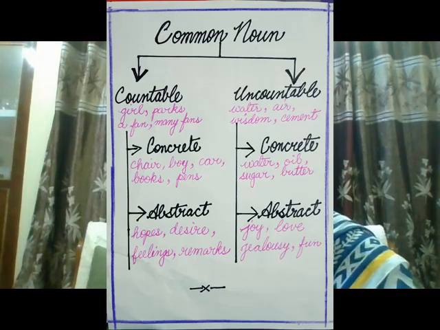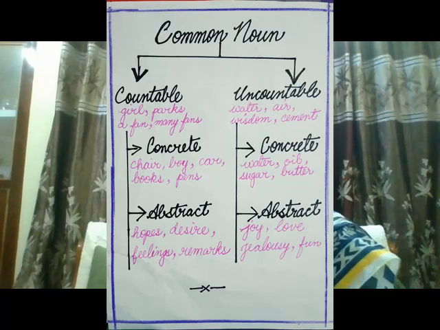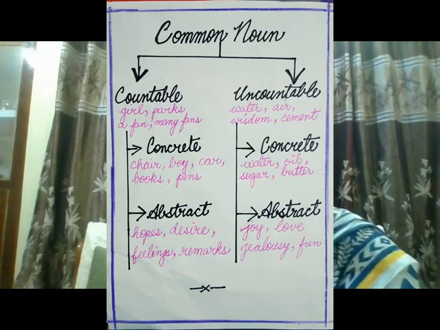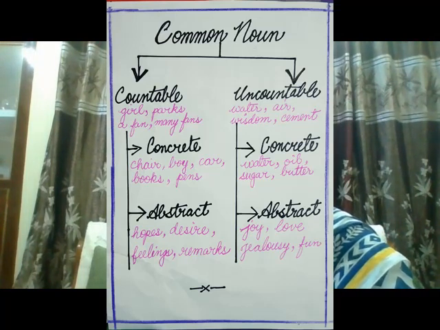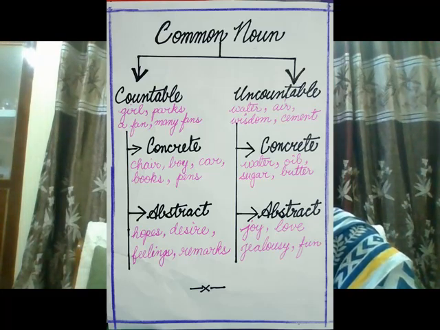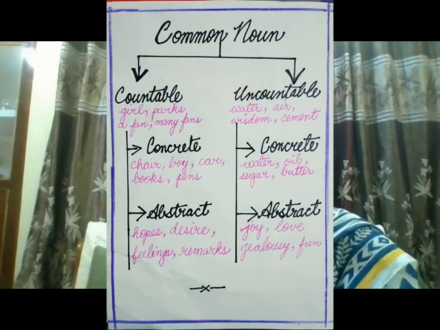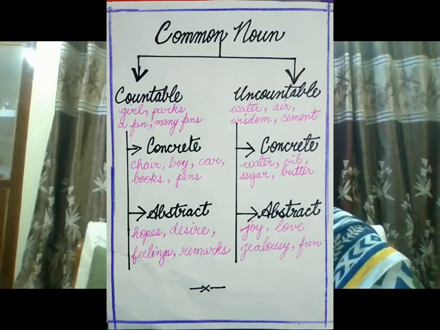Then further you can see that countable noun is divided into a concrete noun and an abstract noun. In uncountable noun also you can see that it is divided into a concrete noun and also an abstract noun. That means a common countable and a common uncountable noun have 2 categories each. We can say countable concrete noun, countable abstract noun. The same way we can say uncountable concrete noun and uncountable abstract noun.